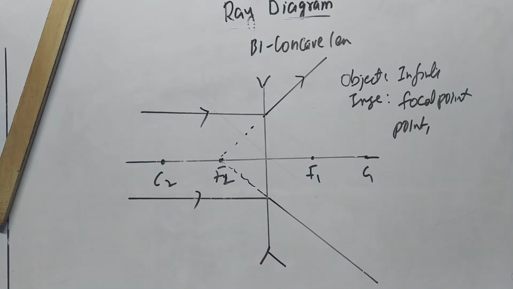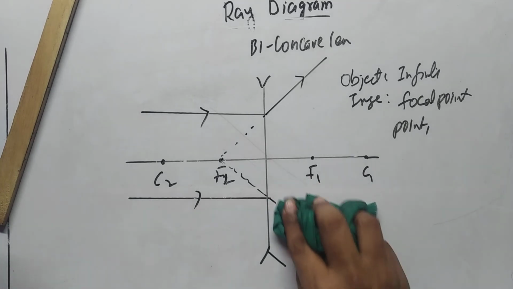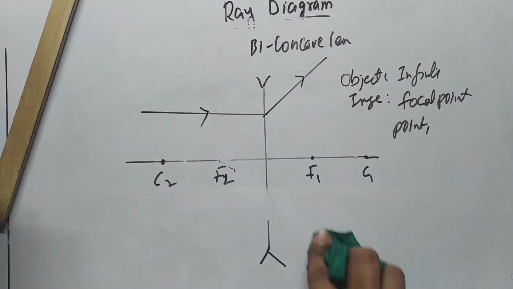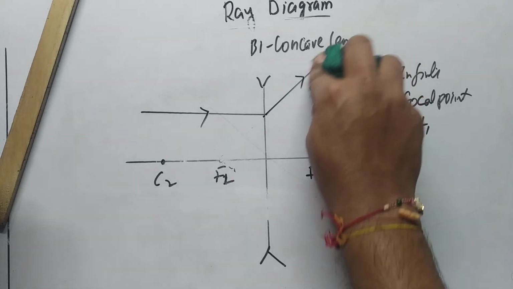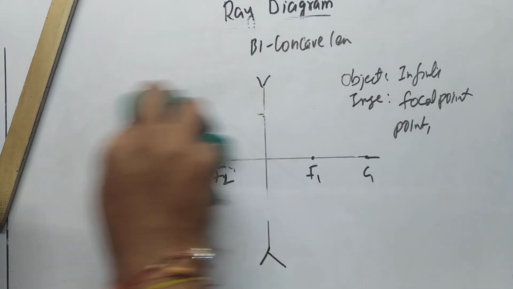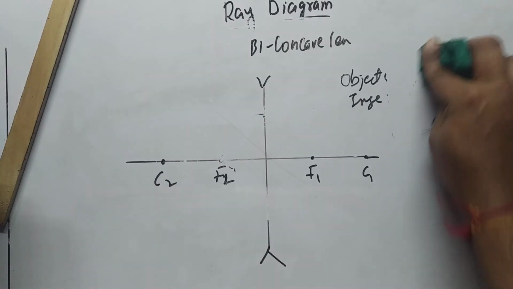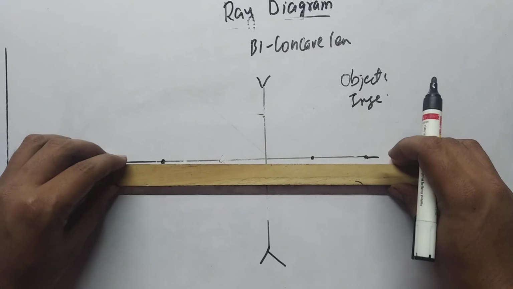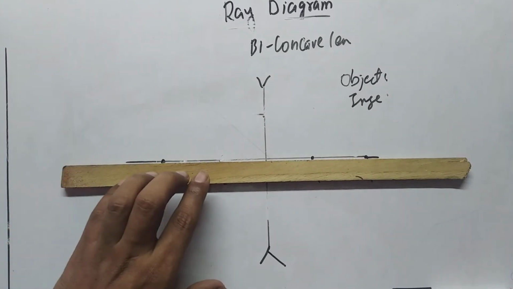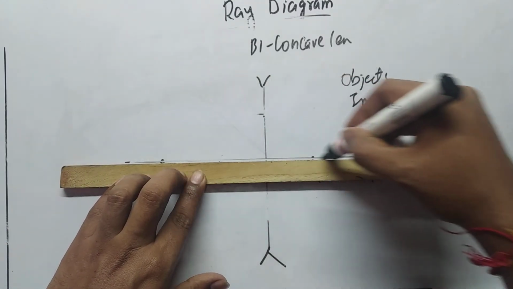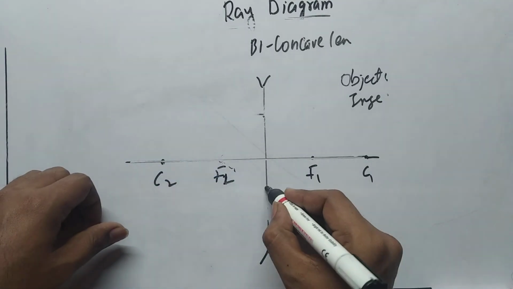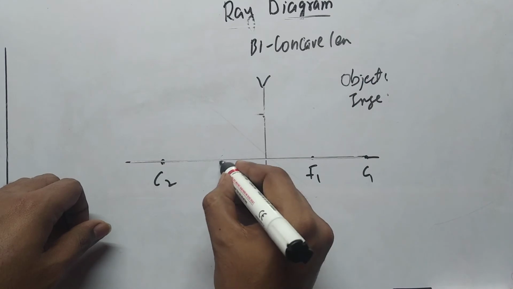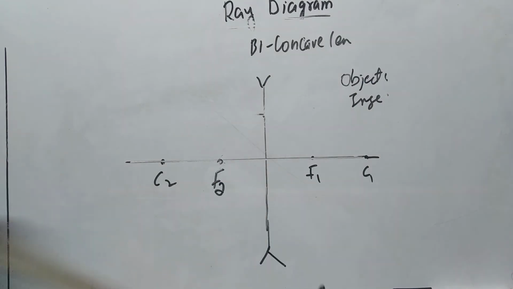And the second one, now we can take an object. As I told you, in this biconcave lens we have only 2 ray diagrams. One is rays parallel to the axis, object at infinity, and the second one is object in front of the lens. Let me correct this diagram so that it will be visible. Now let me place an object in between C2 and F2.